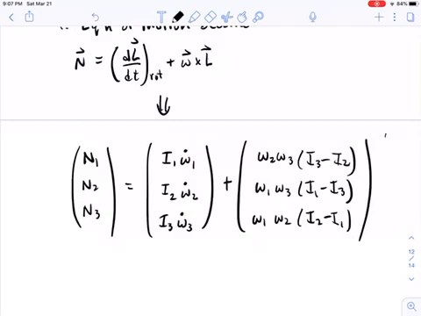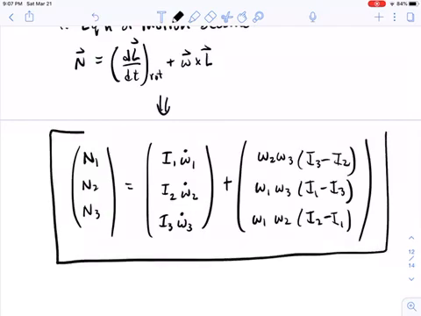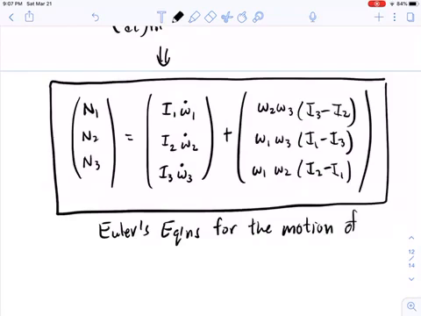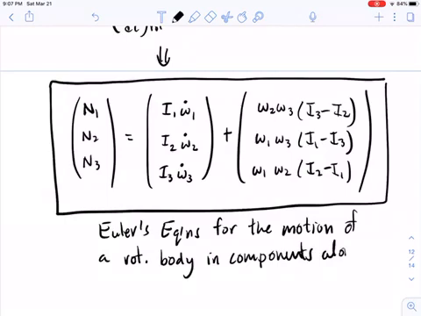And these are Euler's equations for the motion of a rotating body in components along the principal axes.